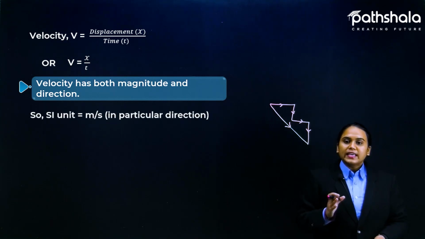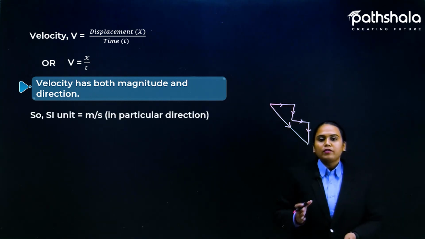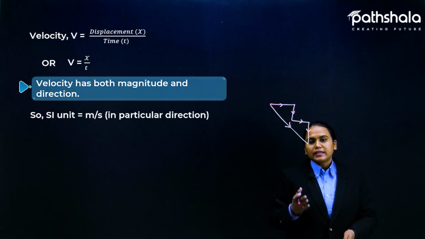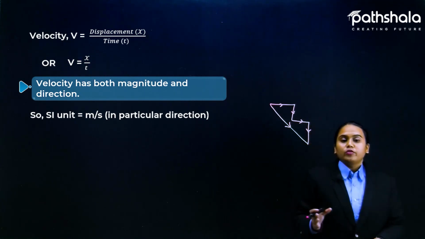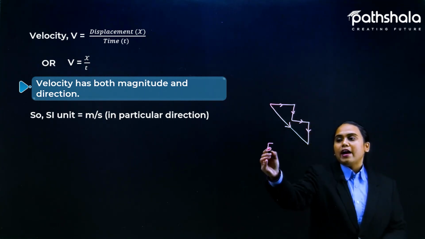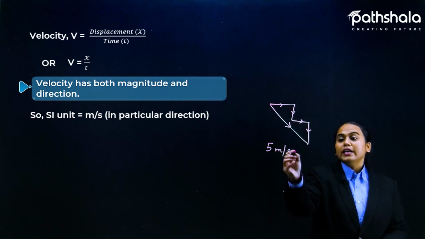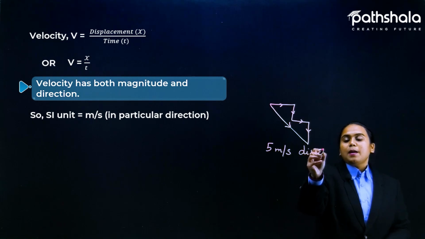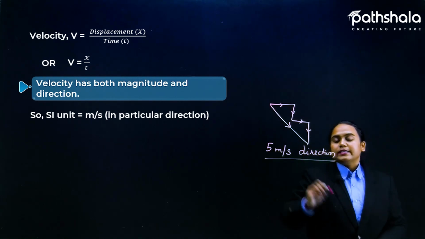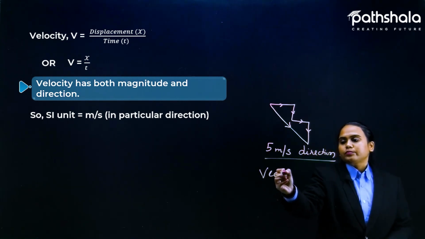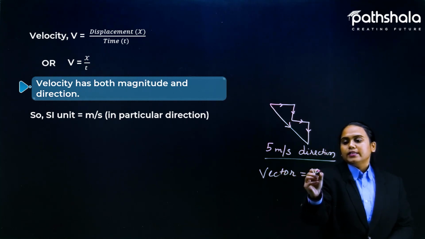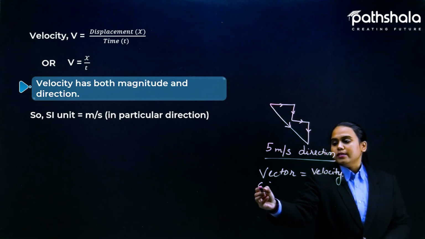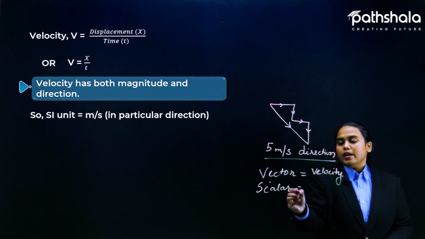So we can say that the SI unit for velocity is again meters per second, in a particular direction. Like if I say that 5 meters per second is the velocity, you have to mention in which direction it is, because it is a vector quantity. Velocity is a vector quantity and speed is a scalar quantity.